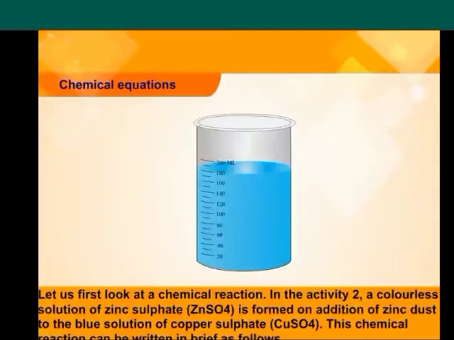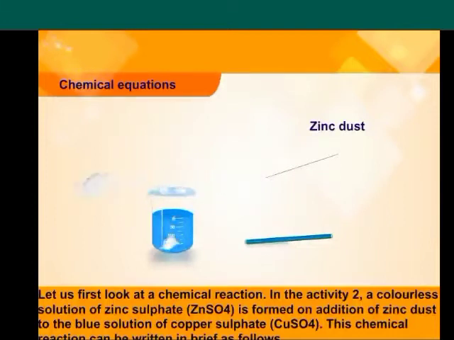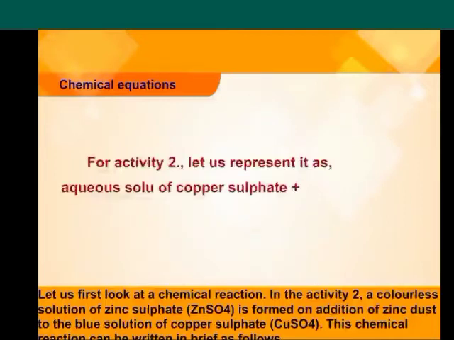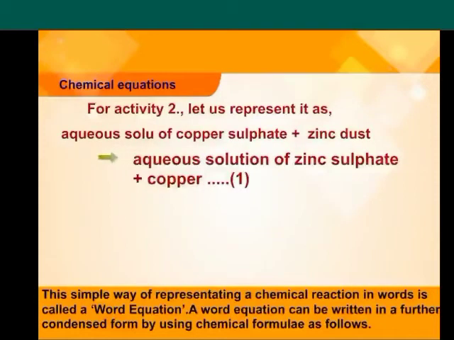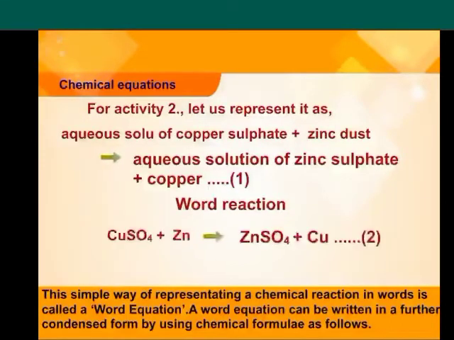Chemical equation. Let us first look at a chemical reaction. In the activity 2, a colorless solution of zinc sulfate (ZnSO4) is formed on addition of zinc dust to the blue solution of copper sulfate (CuSO4). This chemical reaction can be written in brief as follows: copper sulfate solution plus zinc gives aqueous solution of zinc sulfate plus copper. This simple way of representing a chemical reaction in words is called a word equation. A word equation can be written in a further condensed form using chemical formulae as follows: CuSO4 + Zn → ZnSO4 + Cu.